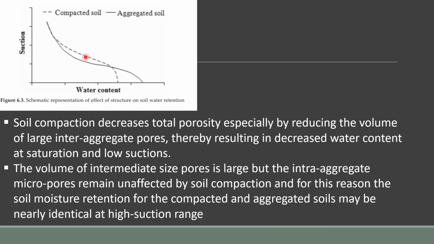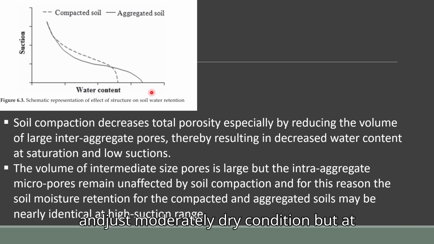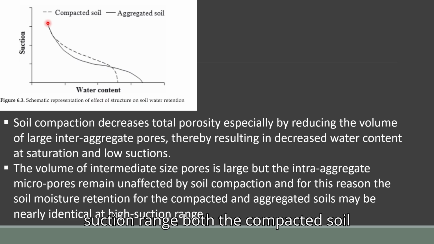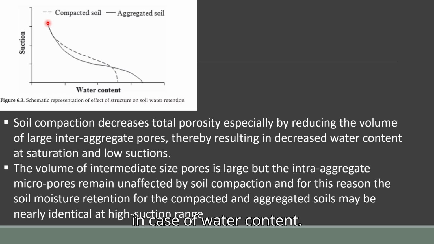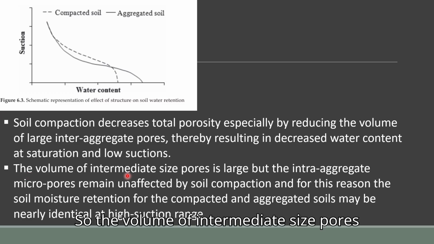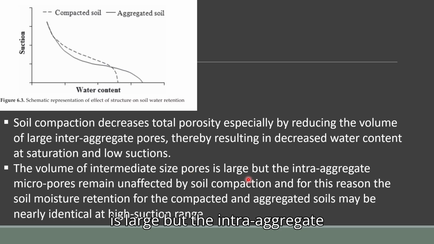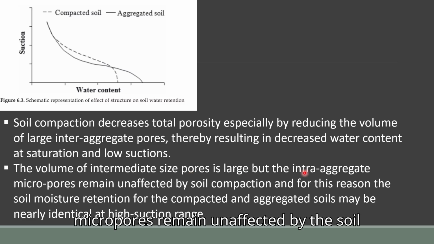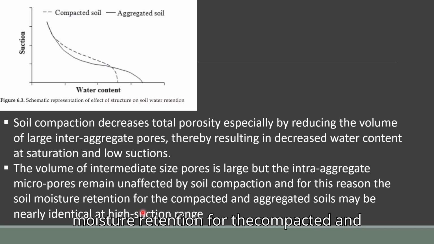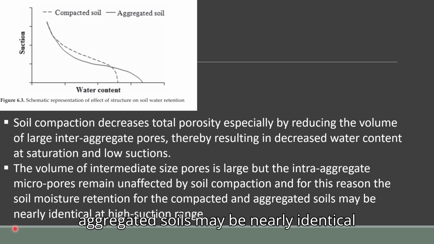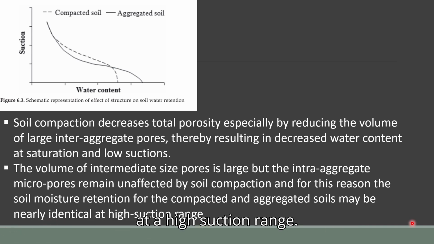Okay. Now, we can conclude that soil compaction will affect the water retention at a very wet and moderately dry condition, but at extremely dry condition, that is high suction range, both the compacted soil and aggregated soil will behave similarly in case of water content. So the volume of intermediate size pores is large, but the intra-aggregate micropores remain unaffected by the soil compaction, and for this reason, the soil moisture retention for the compacted and aggregated soil may be nearly identical at a high suction range.